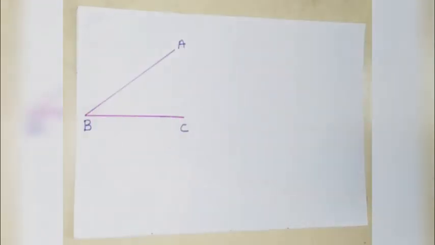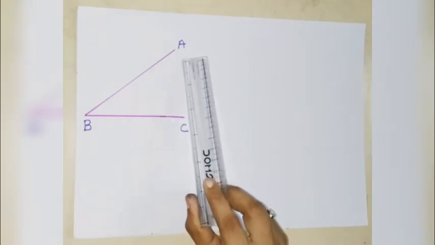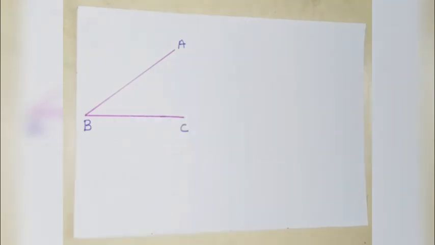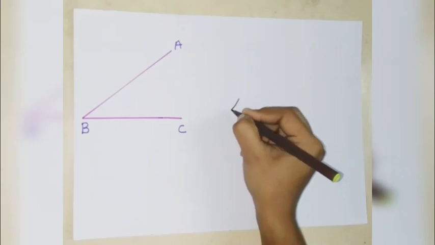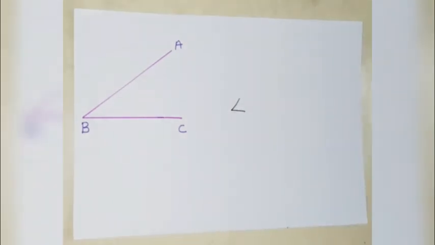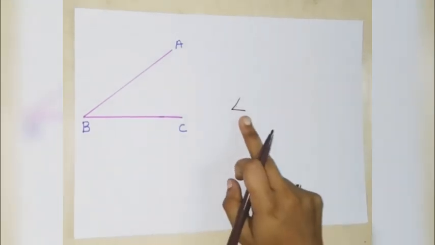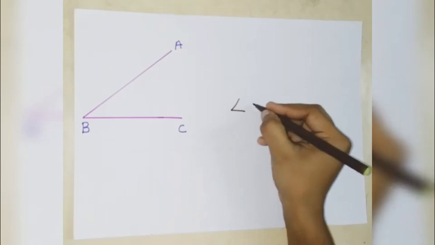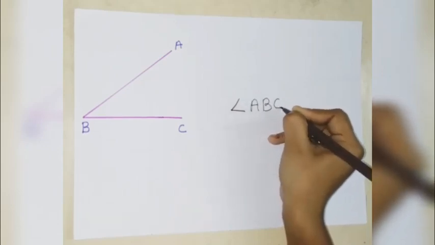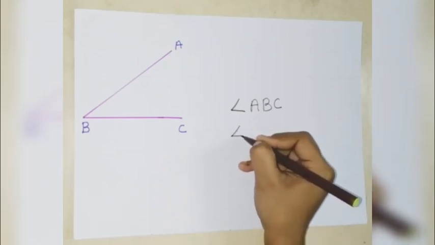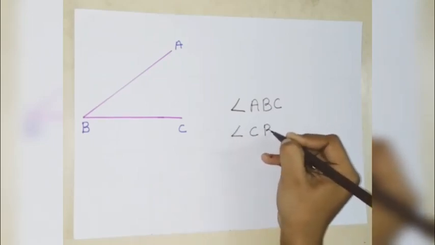So, let's begin. Children, here you all can see this is angle A, B, C. We can call the angle A, B, C or angle C, B, A. Both are correct. Children, the symbol represents the word angle. We use this symbol to write angle A, B, C. We can also write angle C, B, A.